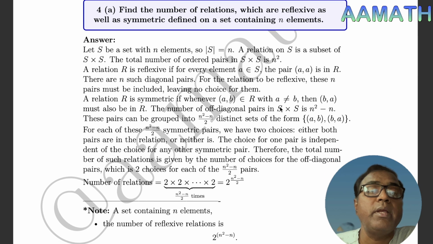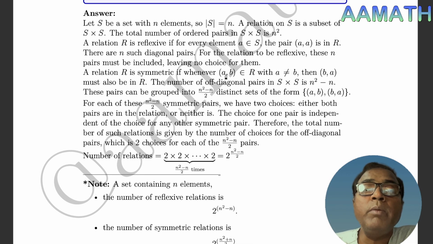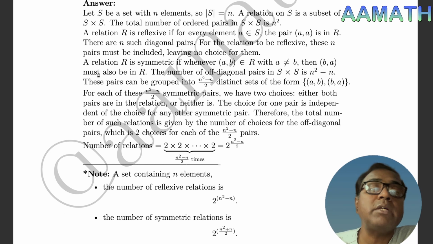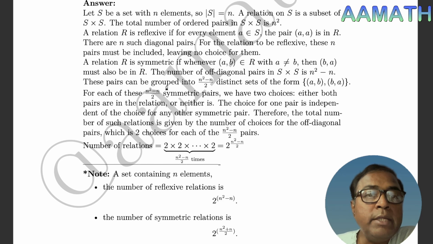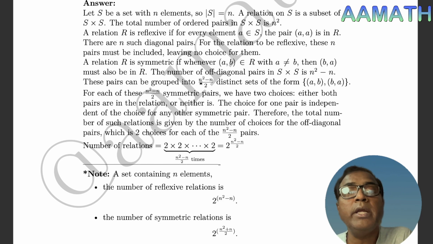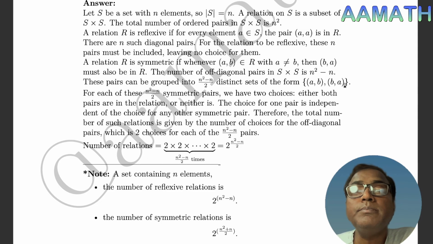Relation R is symmetric if whenever the ordered pair (A, B) belongs to R with A not equal to B, then (B, A) must also belong to R. The number of off-diagonal pairs in S cross S is n square minus n: n square is the total number of pairs from the n elements, and minus n for these principal diagonal pairs. These pairs can be grouped into (n square minus n) by 2 distinct sets of the form (A, B) and (B, A).